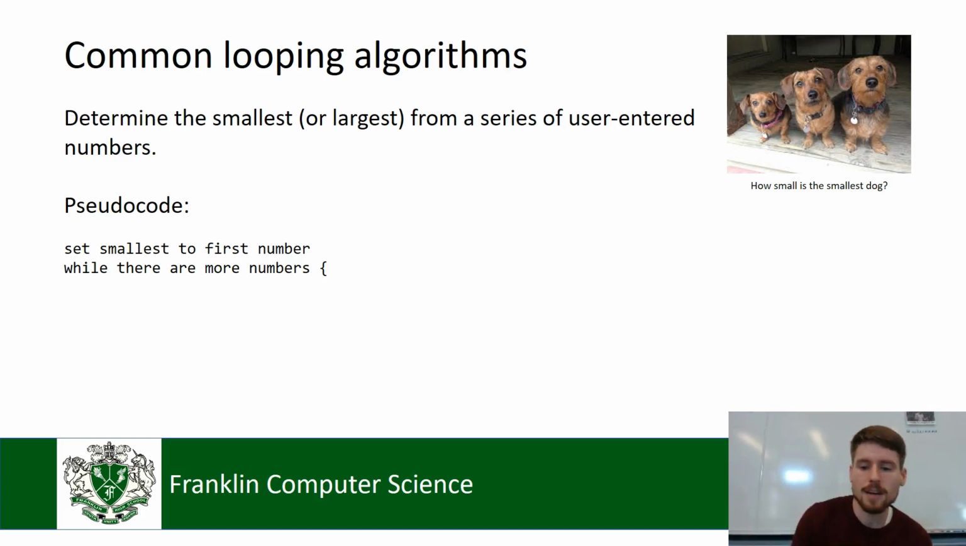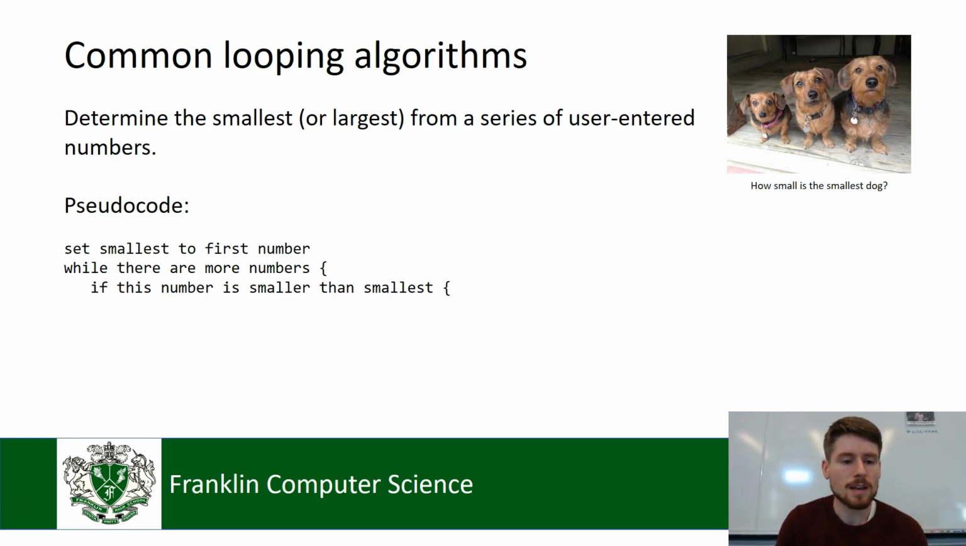And then you've got a loop, right? You've got to keep getting numbers. So while there are more numbers for them to type in, you compare it to whatever your smallest value is currently. So you'll say, if this number that you just got is smaller than what your smallest is, you update smallest to that number, right? You change the smallest to the new number that is now the new smallest number.